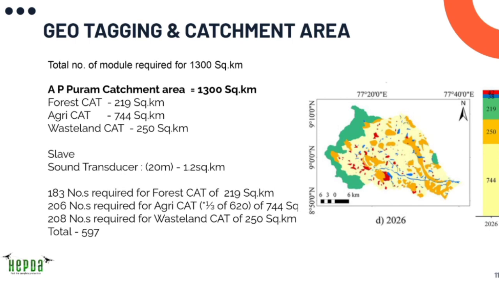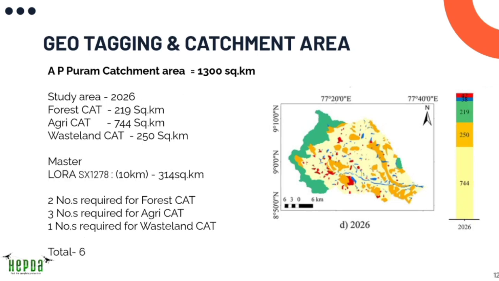A P Puram catchment area equals 1,300 sq.km; forest cat, 219 sq.km; agri cat, 744 sq.km; wasteland cat, 250 sq.km. Total number of modules required for 1,300 sq.km: slaves, total 597; masters, total 6.